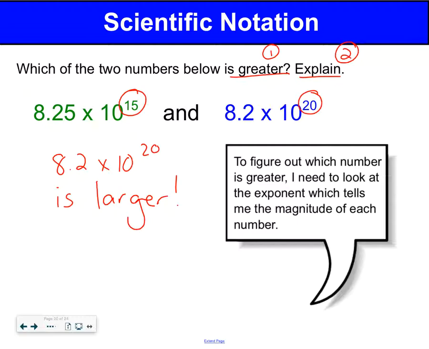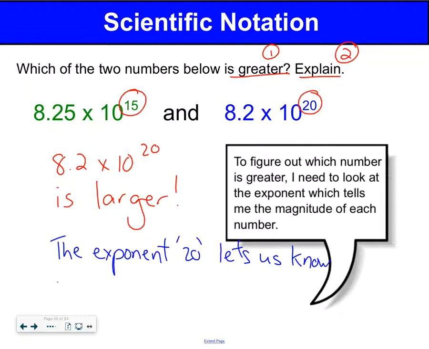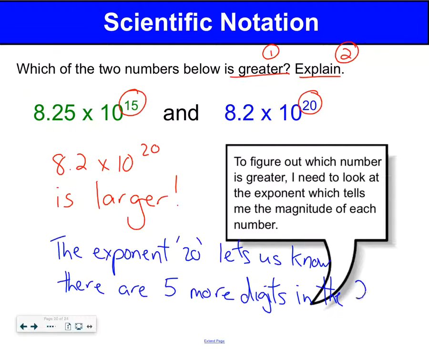And then we have to explain. Well, how can we explain? Well, it can be as simple as something like the exponent 20 lets us know there are 5 more digits in the second number. I'm just going to use the number symbol there. Okay? So that could be one explanation.